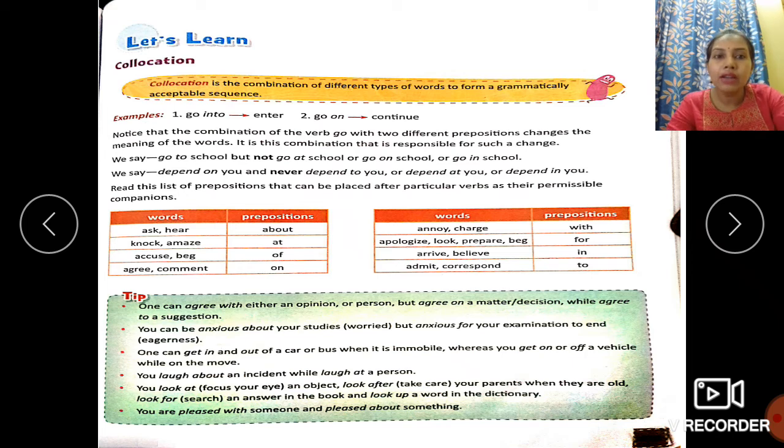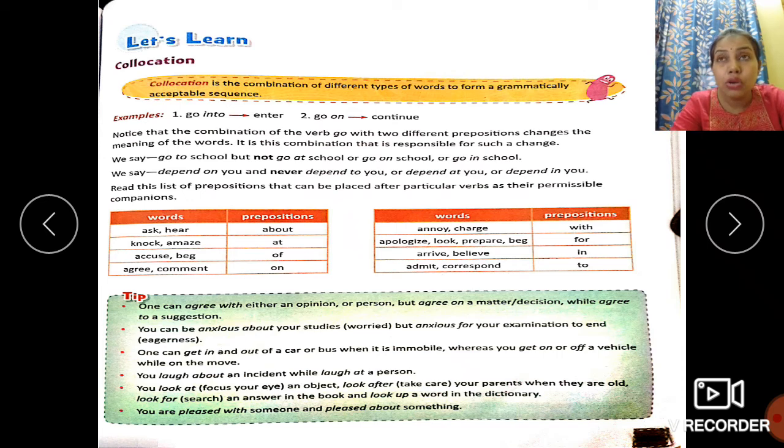You look at or focus your eye on an object, look after, take care of your parents when they are old, look for or search an answer in the book, and look up a word in the dictionary. These are all phrasal verbs, children, let me tell you. Look at, that is focus your eye at something. What are you looking at? That is you are aiming at something. Your sight is focused on something.